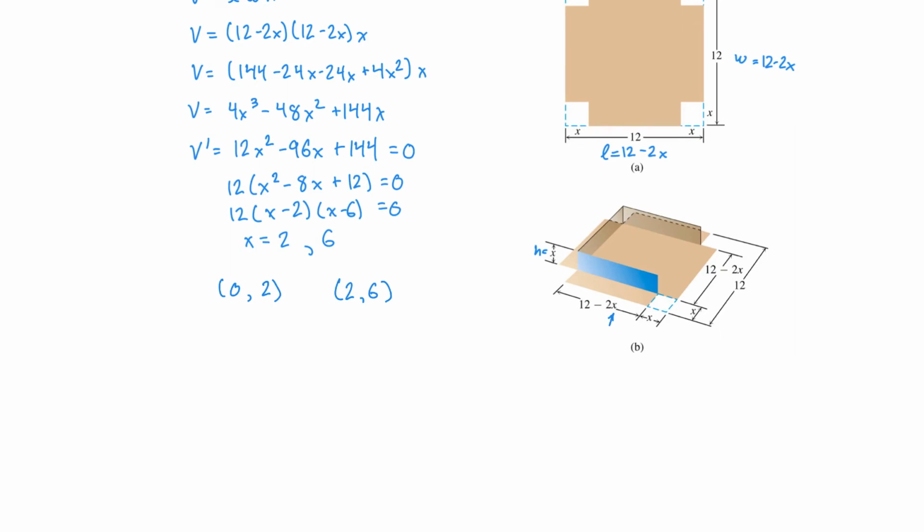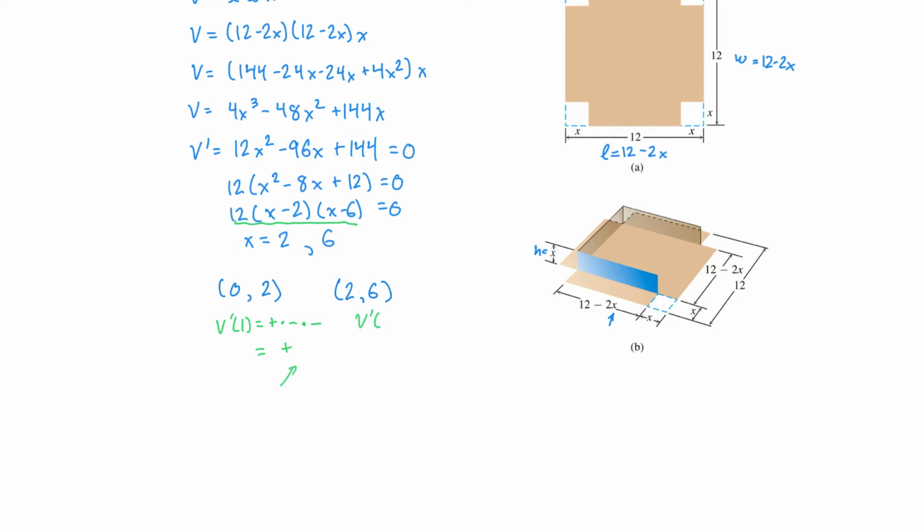So plug this into V prime of x. I would encourage you to just go ahead and use this factored form of V prime. It just makes it a little easier to test. For example, say 1. When you plug in 1, you get positive 12, negative 2, and then you would have a negative 6. So that is going to be positive, so increasing, which is looking good for a maximum.